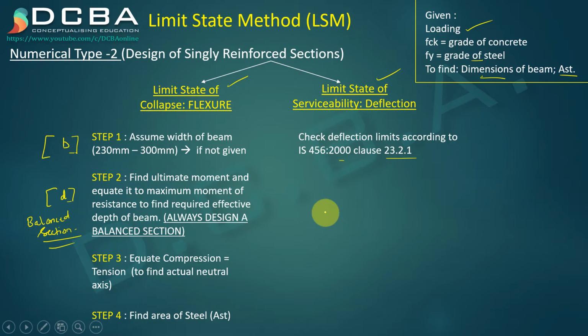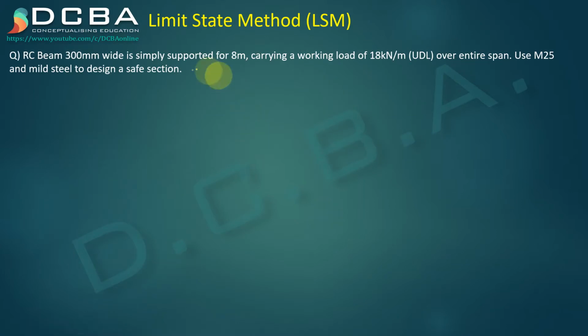So let us start with the numerical. What we have been given is an RC beam 300 mm wide, so the width is already given to us. It is simply supported over 8 meters, carrying a working load of 18 kilonewton per meter UDL over the entire span. Use M25 and mild steel to design a safe section. So grade of concrete is given, and grade of steel is what? Mild steel. So it is Fe250.